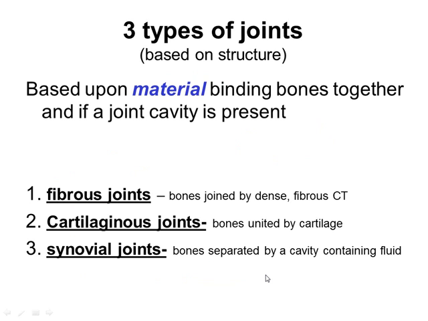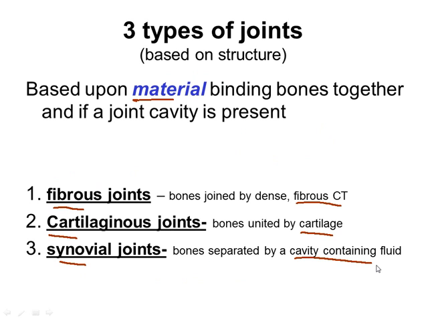You can also look at joints based on what they're made of, what their structure is, what material is holding those bones together. It can either be a fibrous joint, which is usually a fibrous connective tissue. It can be a cartilaginous joint where the bones are connected by cartilage, or it can be a synovial joint, and that's a bone separated by a sac filled with fluid. Synovial joints are the ones that you hear when you pop your joints.